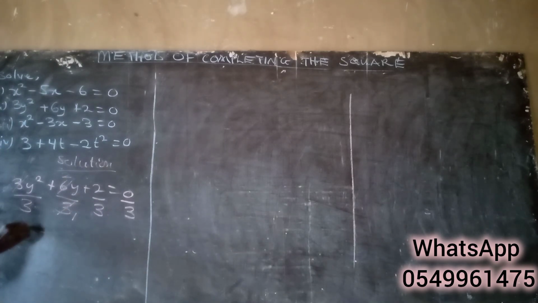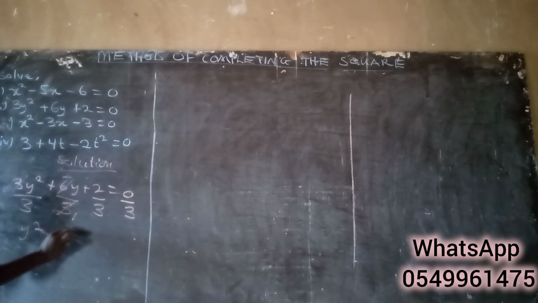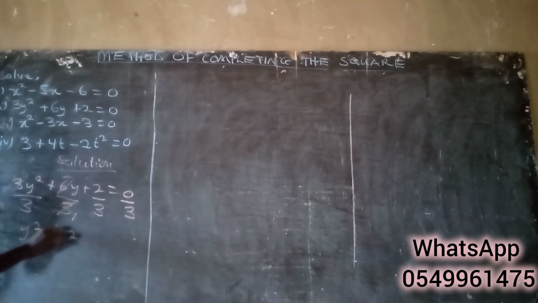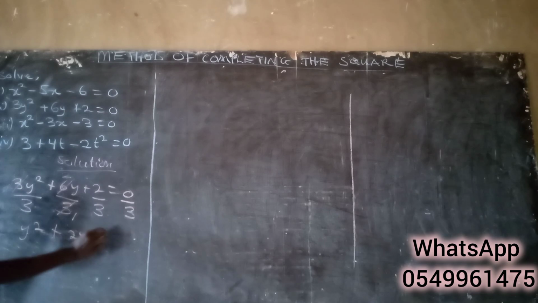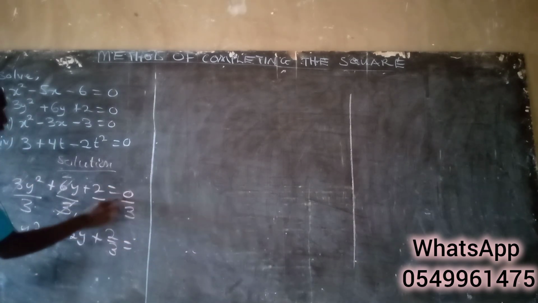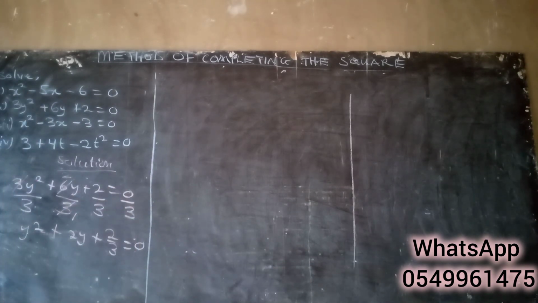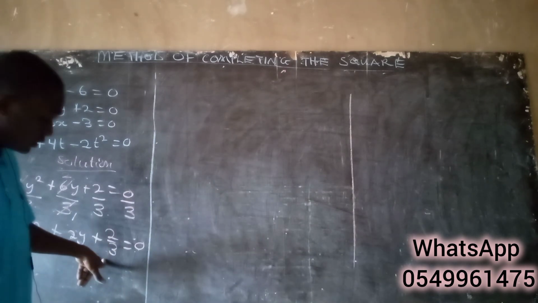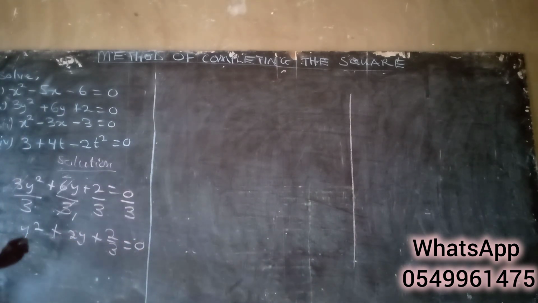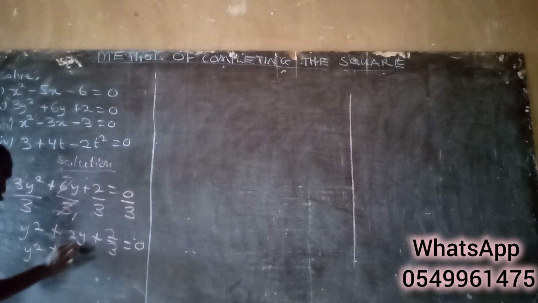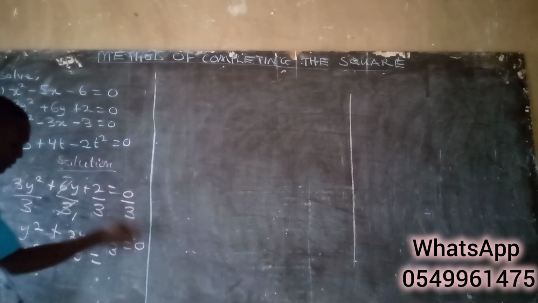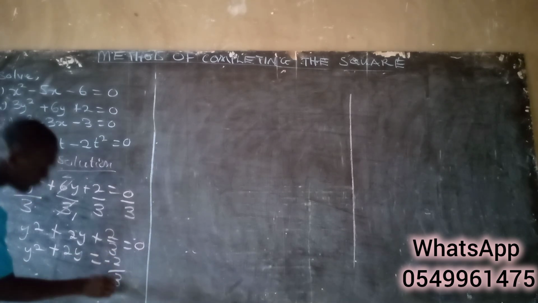So you have y squared plus 2y plus 2 over 3 is equal to 0 over 3. It gives us 0. So now, if we make the coefficient of y squared 1, what will we do next? Our next step is that you have to transpose 2 over 3 to the right hand side of the equation. So you have y squared plus 2y is equal to negative 2 over 3, like this.